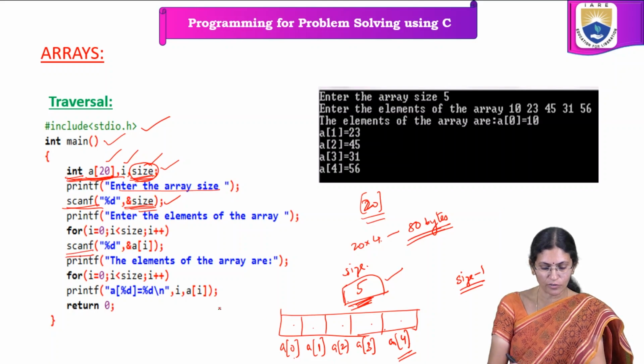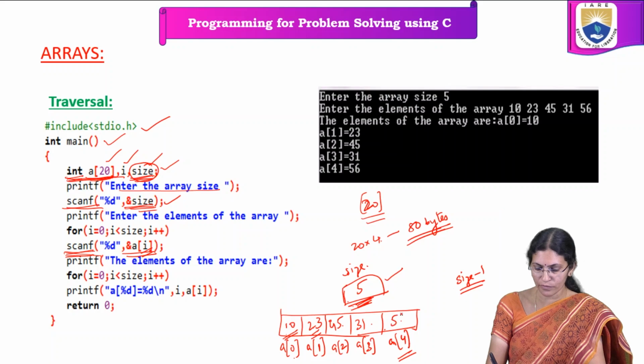So in order to read the values into the array, first we need the scanf function. The scanf function will read the values into the array at the address A of I. I is a variable which will loop through each of the indexes. So when I is equal to 0, the value will be read, and when I is equal to 1, the value will be read. Suppose the user gives 10, next 23, next I is equal to 2, so 45, next I is equal to 3, 31, next I is equal to 4, 56.